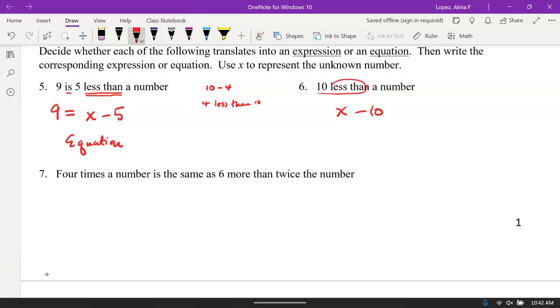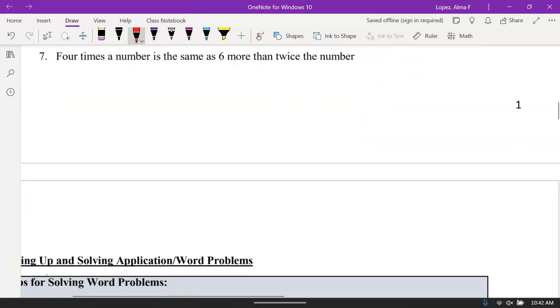Remember, the words less than and more than, for some reason, are almost always stated the opposite of how they're written, or written the opposite of how they're stated. And let's look at number 7.